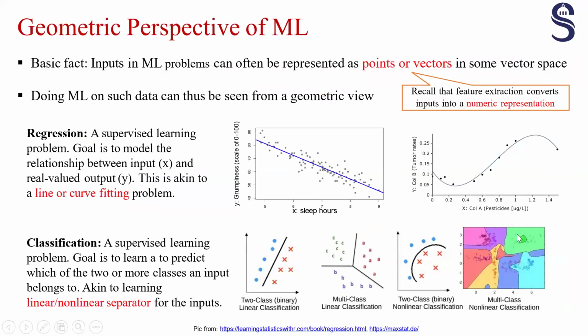If you talk about some geometric perspective of machine learning, right? You can give the inputs to the ML problems, which can often be represented as points or vectors or data sets, right? After that, you can see the images here, which work with respect to the geometric perspective. For example, if you are trying to see regression, and regression is a supervised learning problem. The goal is to model the relationship between X and Y, which is a real value output, akin to a line or curve fitting problem, right?